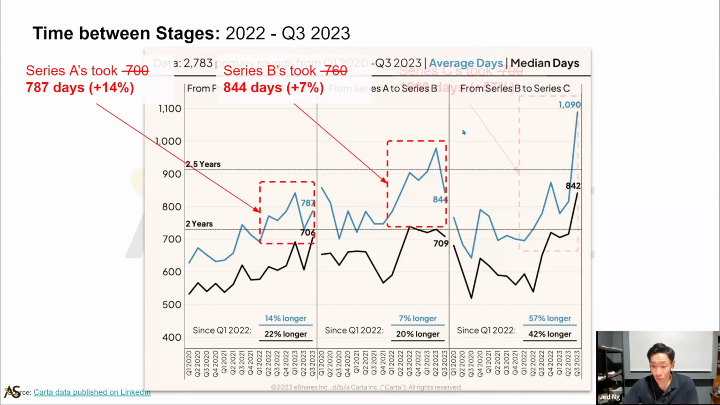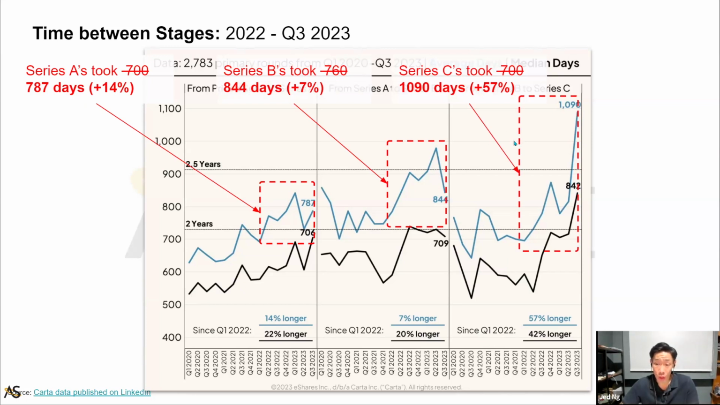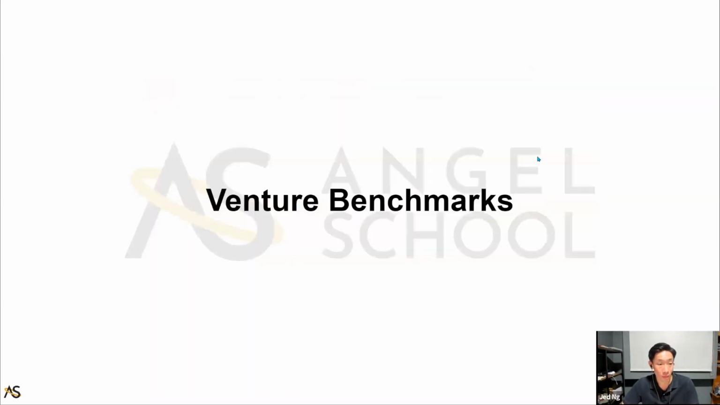And finally, for Series B to C, we saw a 57% increase. So the time to progress between rounds also got much more extended at later stages, right? Clearly there's a big difference between what's happening at seed to Series A and what's happening at B to C onwards.